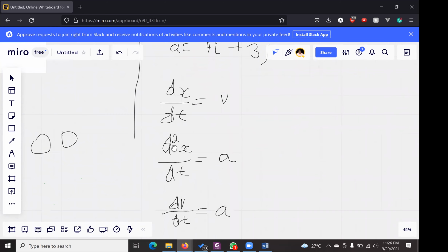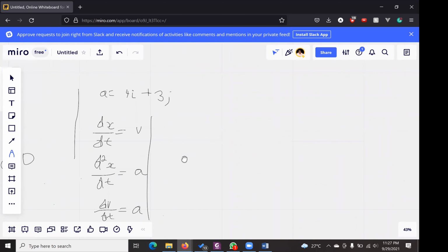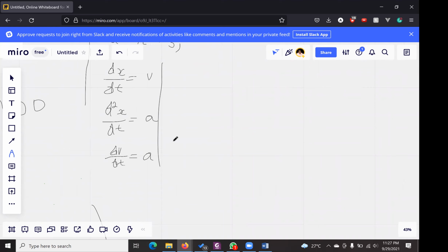So with that being said, if dv by dt equals a, what is v equal to? Fine, true, but how do I find the velocity? Which question is this? Number 4, but the question doesn't matter. This is the general principle. If dv by dt equals a, how do we find the velocity?